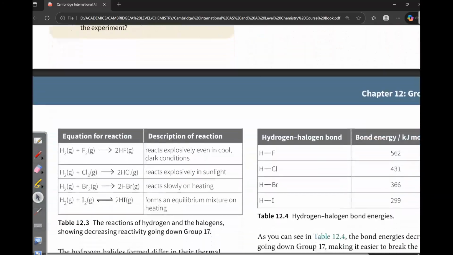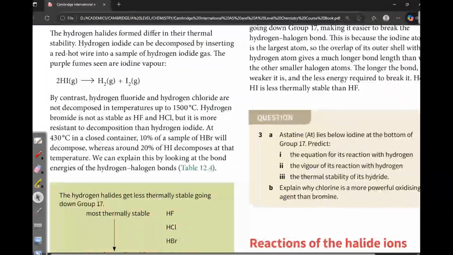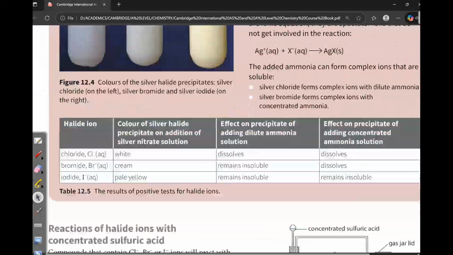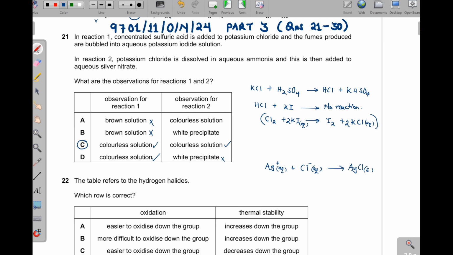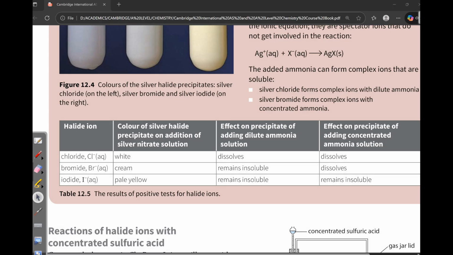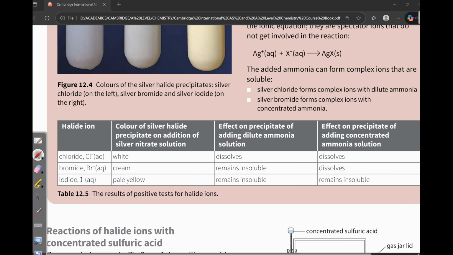Now, let me take you to what I want you to see here. Yes, here. The chloride ions, yes, you have formed, let's say, the silver ions. The color of the silver halide is a white precipitate. You see? So that's why they put it as one of the answers here, white precipitate. But when you check here, in ammonia, it dissolves, so giving us a colorless solution. Even in concentrated ammonia, it dissolves. You see that?